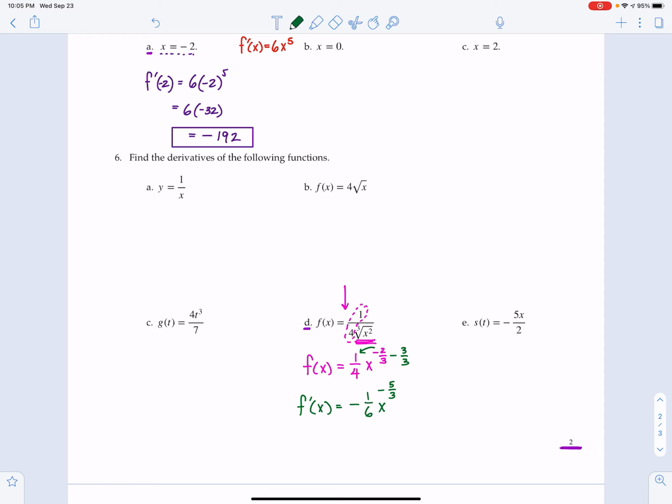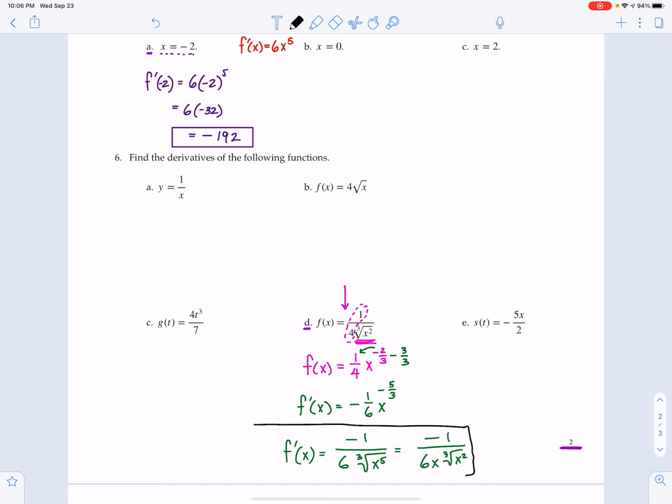Okay, again, when we write this final answer, we can do -1/6 times the cubed root of x to the fifth. And actually, because there's an x to the fifth under a cubed root, we can be even cleaner and write -1/6 x, because 3 x's come out of that cubed root and leave 1 x, or an x squared, left over. So either one of those is going to be acceptable. The one on the far right is probably going to be the choice on the AP test.